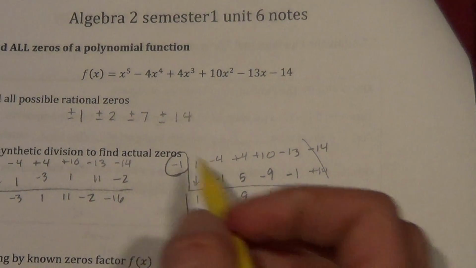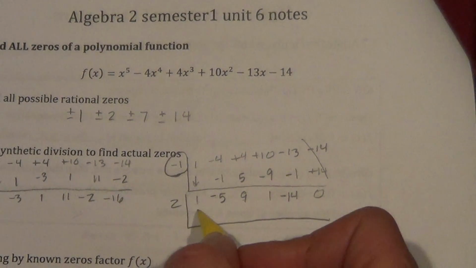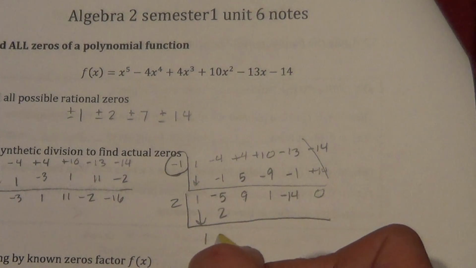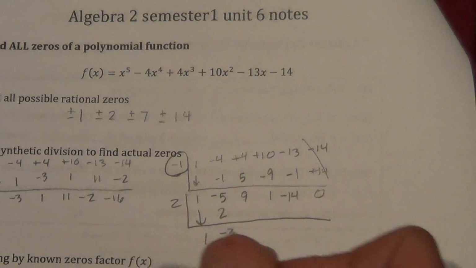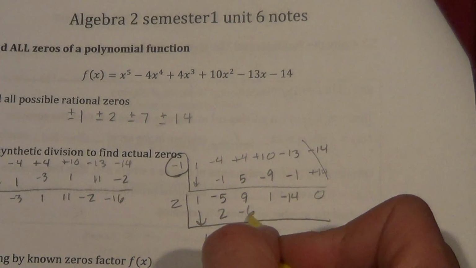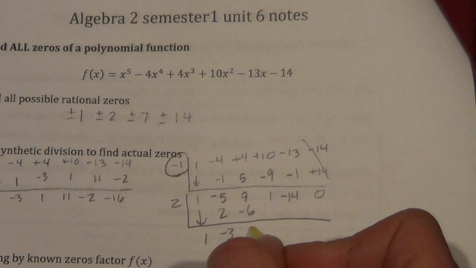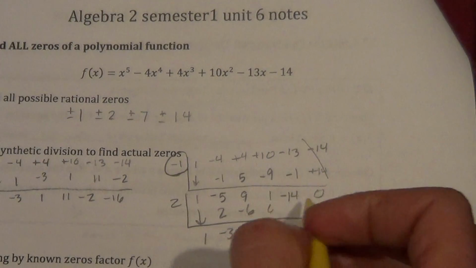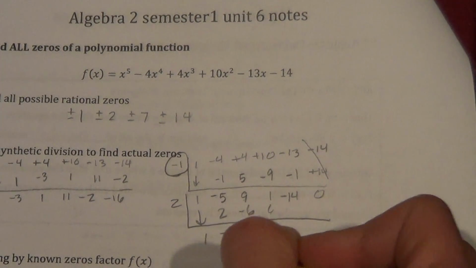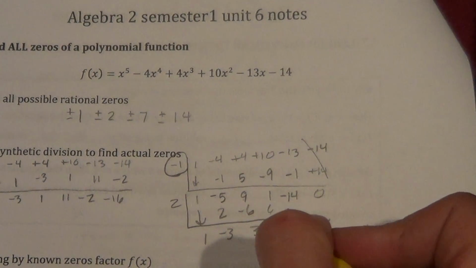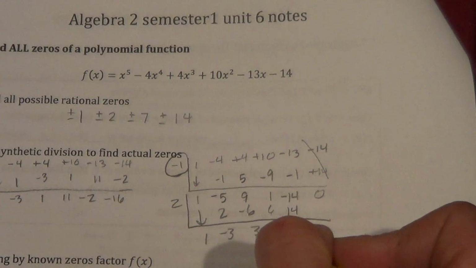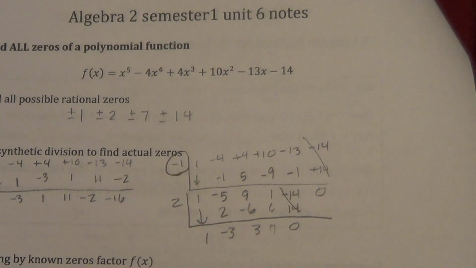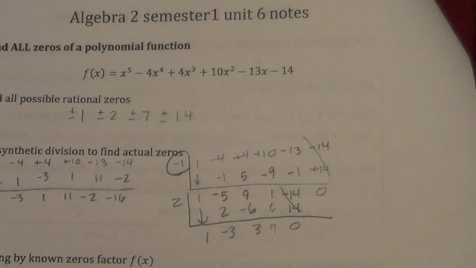Now we can take these new coefficients. Let's try our next factor, which would be 2. Drop down the 1. 1 times 2 is 2. 2 and -5 is -3. 2 and -3 is -6. 9 and -6 is 3. 2 times 3 is 6. 6 and 1 is 7. 7 times 2 is 14. We have another factor.